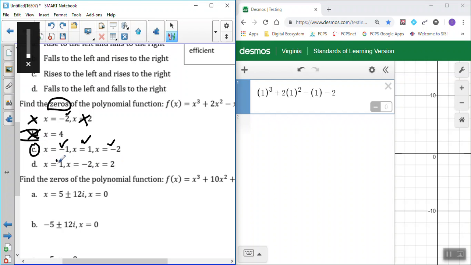This one checked out. The one that didn't work was +2. That's why this one was out. So that's why D is out. So the answer choice is C. Oh gosh, that was ugly.